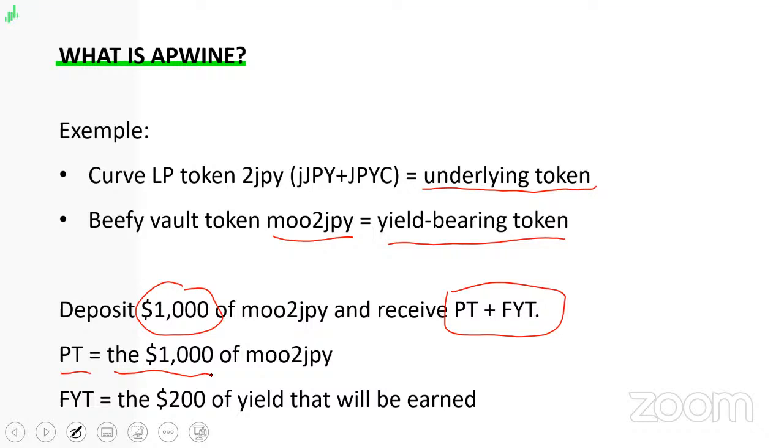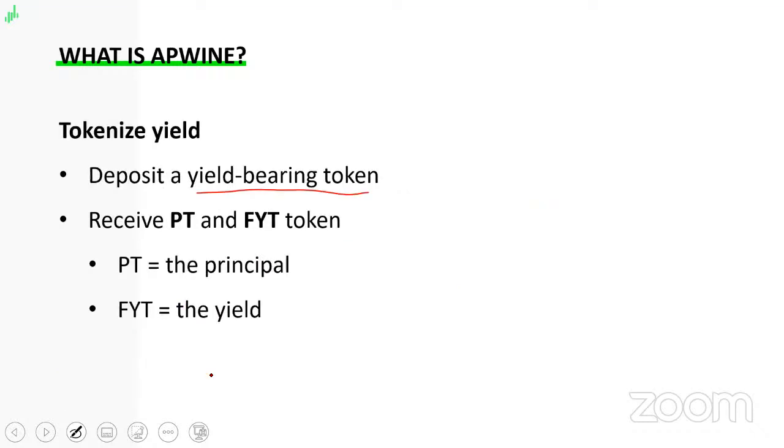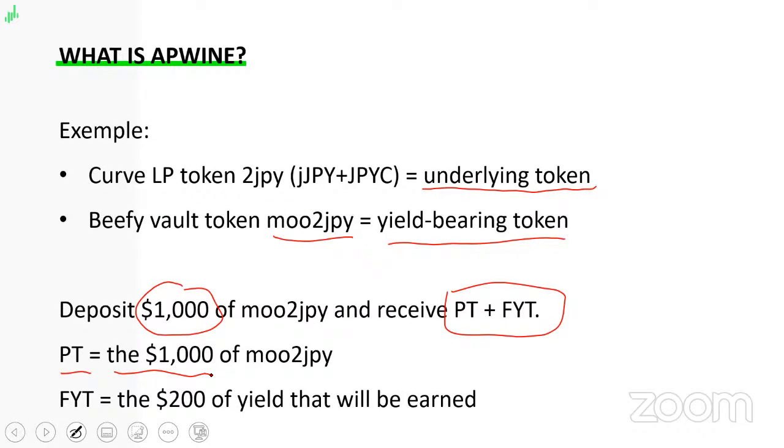There is something I forgot to mention about the principal. Sorry. It's that when you deposit the yield-bearing token, your token is locked. But I will explain with an example after, so no worry. But basically, when I deposit my $1,000, I cannot withdraw them. It's done. They are locked for 3 months. So this is why at the end of the 3 months, what I can do is to unlock my principal. So I will get back my $1,000 worth of Moo 2GPY. Again, provided the fact that the price of GPY didn't move at all for the 3 months. So at the end of the 3 months, I get back my Moo 2GPY.